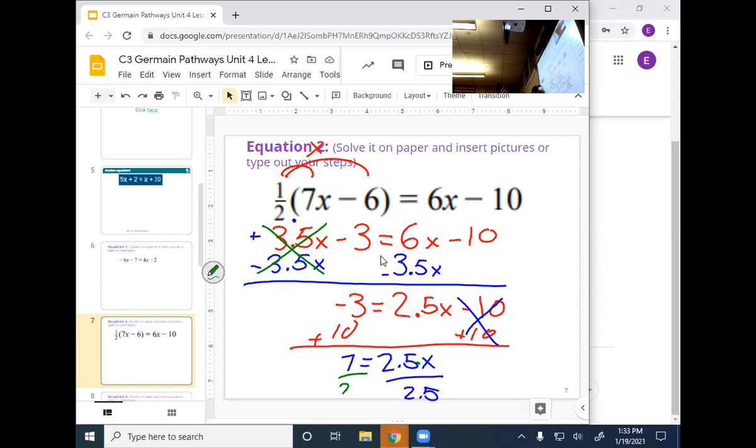Okay? Very good. We have to divide by 2.5 because the 2.5 is attached to the x through multiplication. Make sure this is written down. Divide by 2.5. I'm going to get an x of how much? We can leave it as a fraction or a decimal. Avery? 2.8. Very good. Nice job, Bridget.